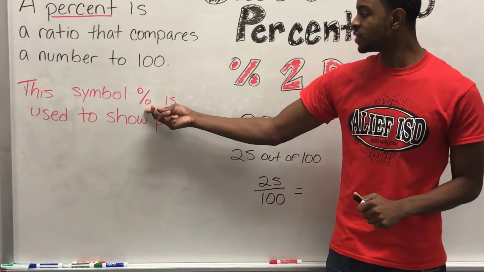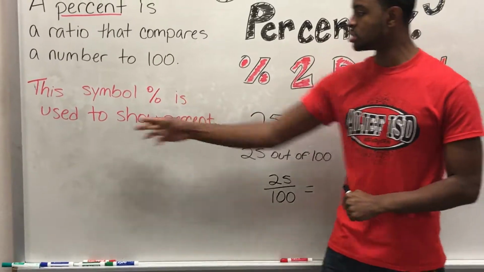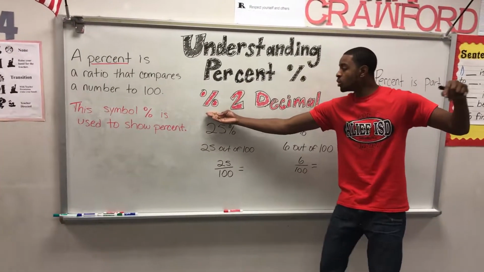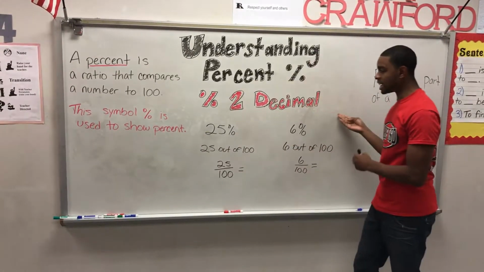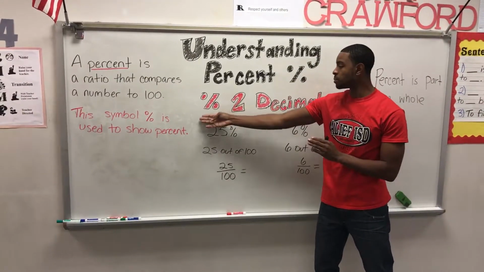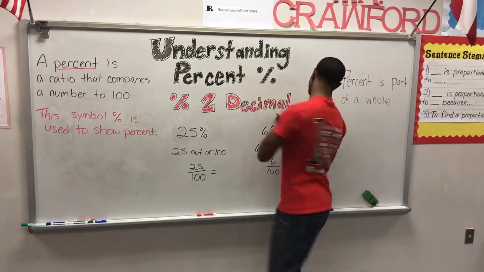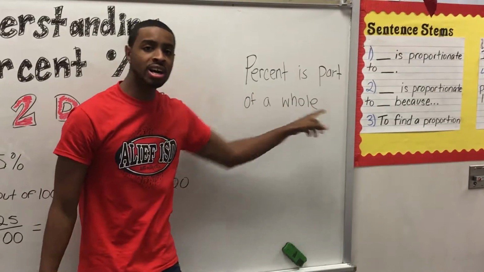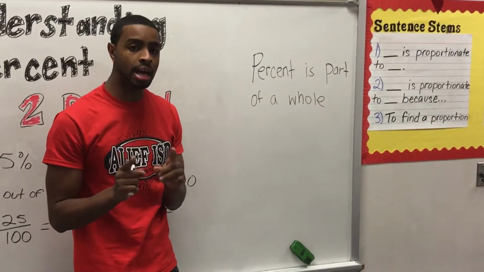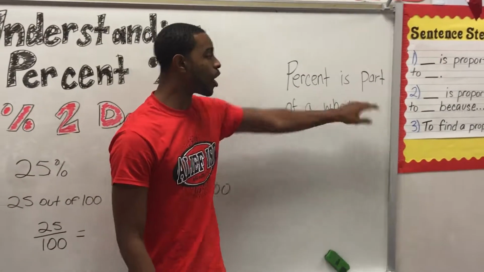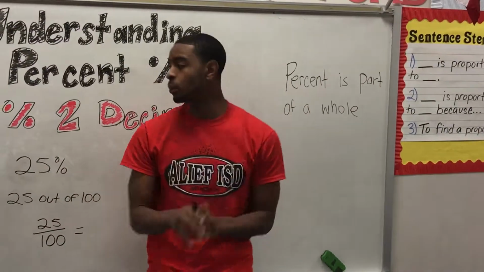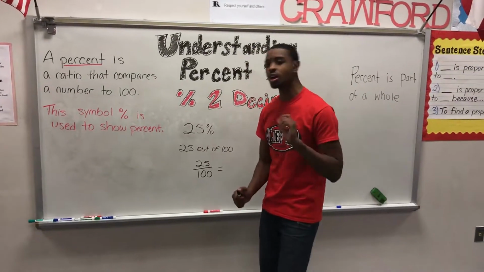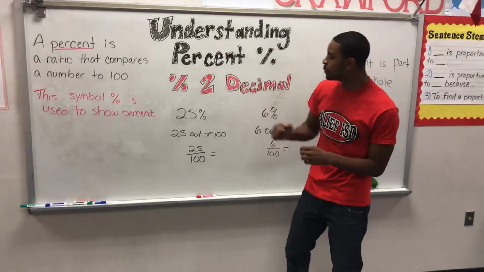This is the symbol that is used for percent. We're showing you how to move from a percent to a decimal. And one more thing to keep in mind is that a percent is a part of a whole, which is why we are comparing that number to 100, because 100 will be considered our whole. All right, here we go.